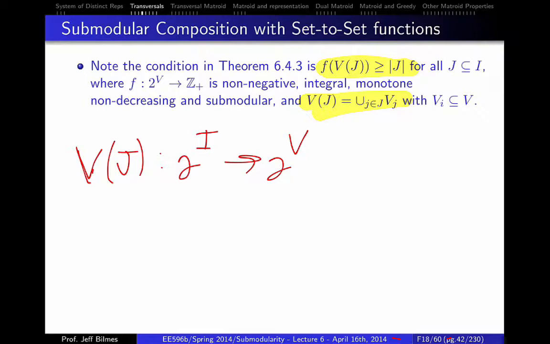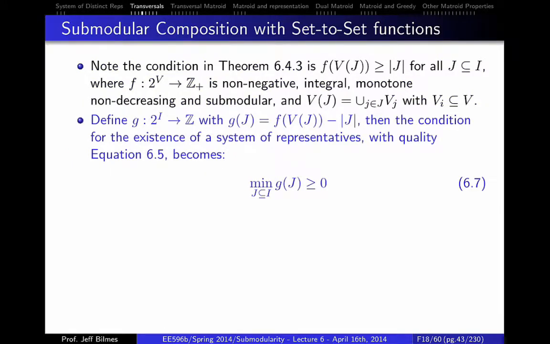But here, what one can do is, for example, define a new function, f g of j, and that defines a function on 2 to the I and maps to integers, right? Not necessarily non-negative anymore because we're subtracting off the cardinality, so we don't know if that's non-negative. But what it says is that the condition for the existence of a system of representatives with equality 6.5 becomes whether or not the minimization of this particular function g is non-negative.